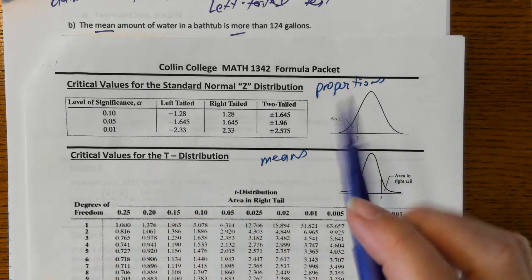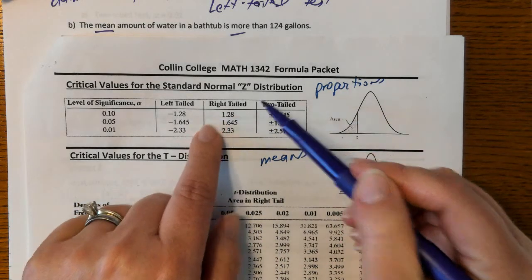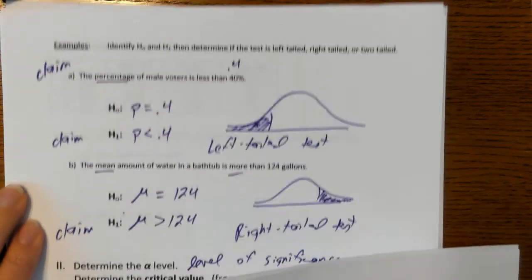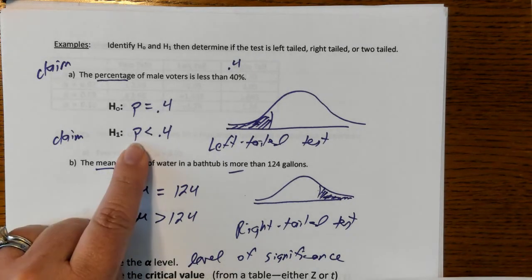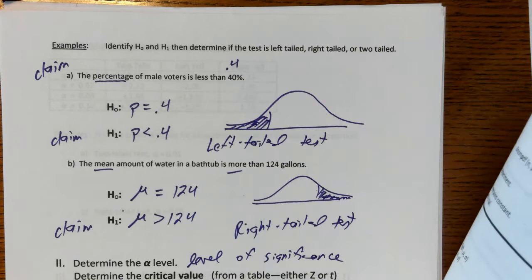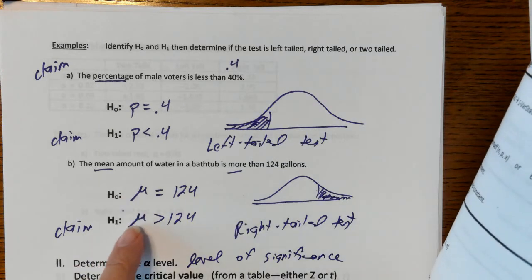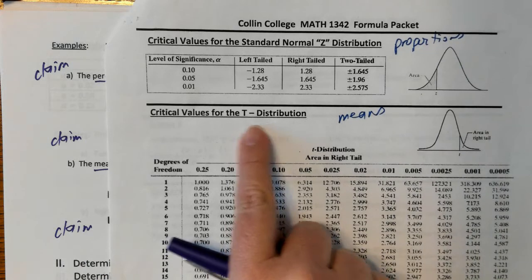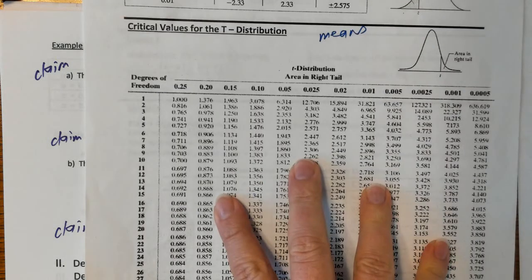We use the Z table up here when we're dealing with proportions. So if your null and alternative hypothesis had P's in them because you were doing proportions, you would use the table at the top. If your null and alternative hypothesis had means in them, had mu's, then you would pick the T distribution, which is the table at the bottom.